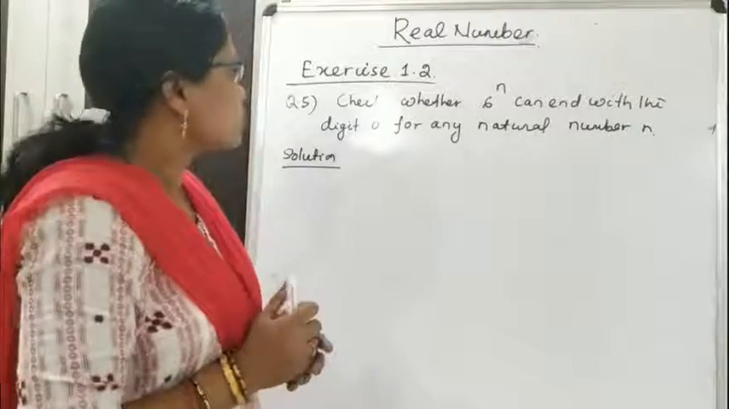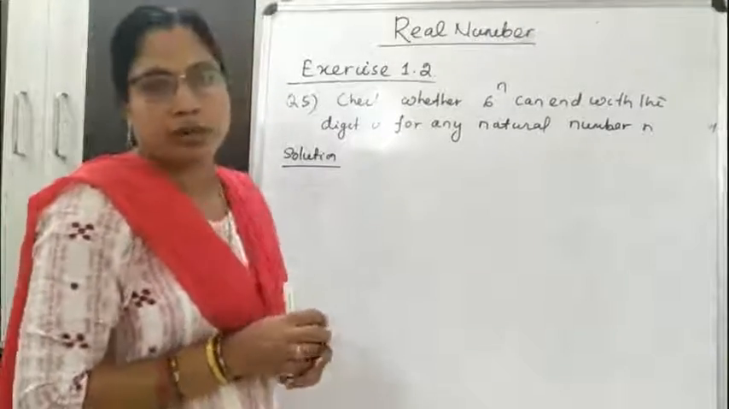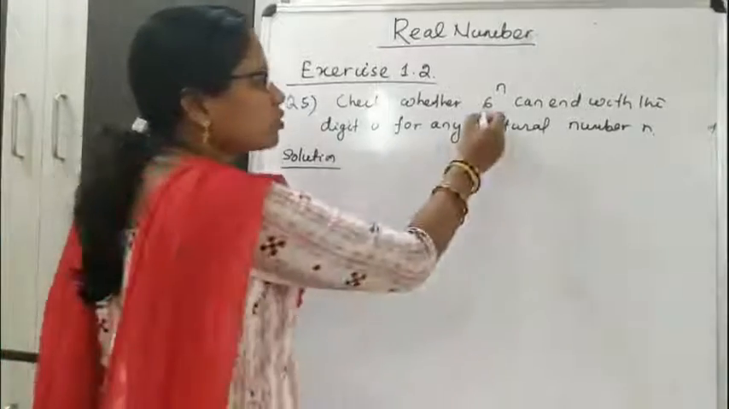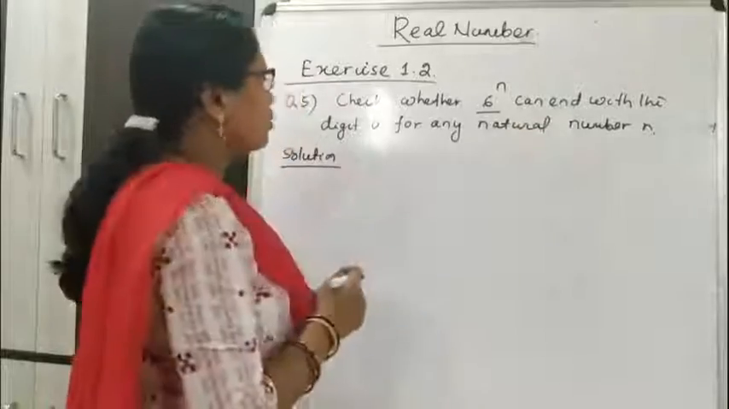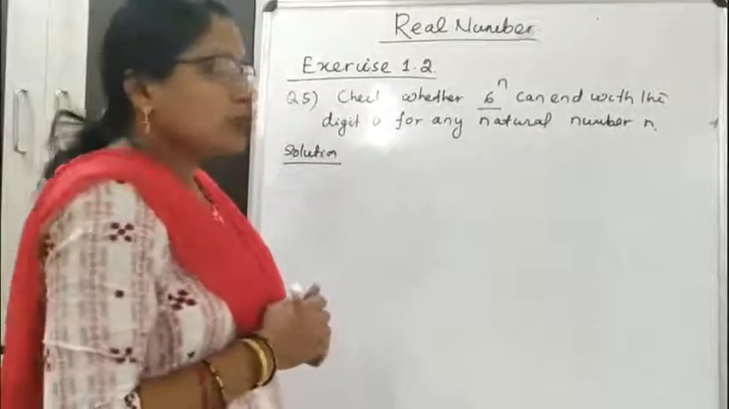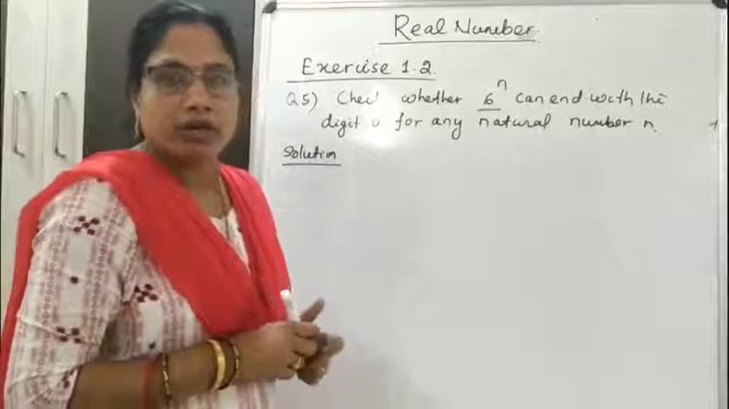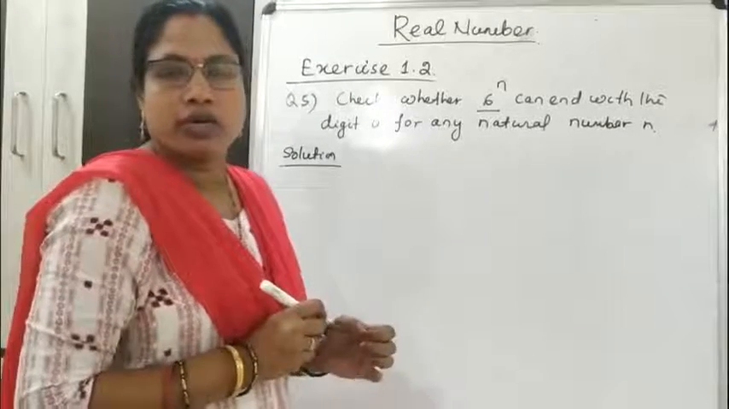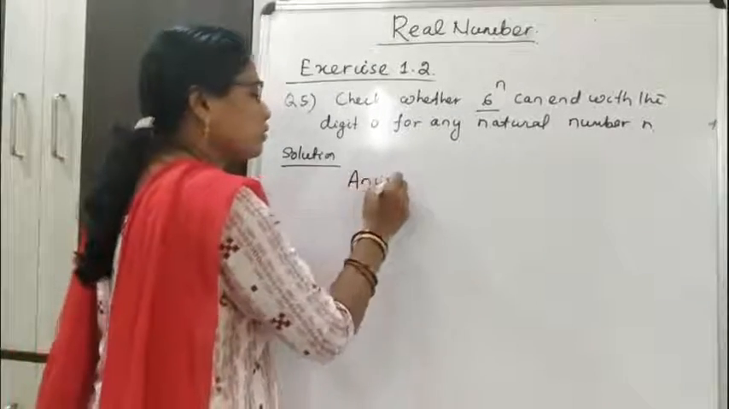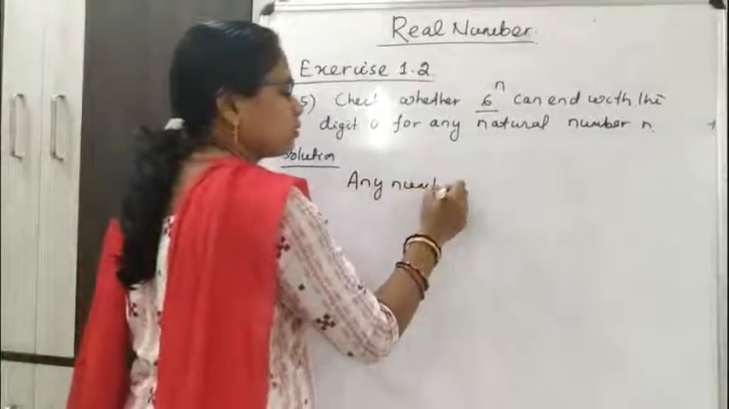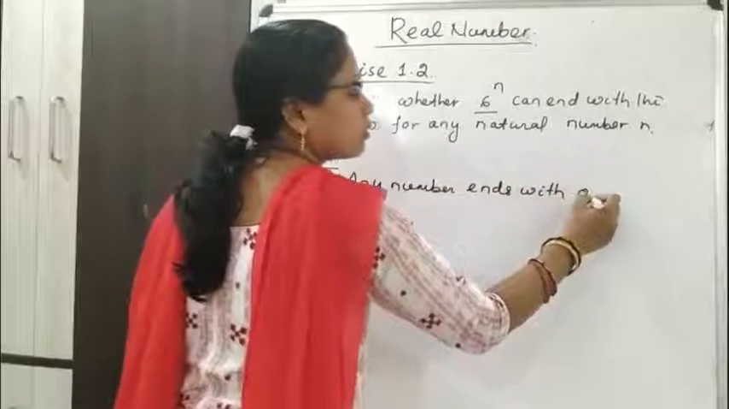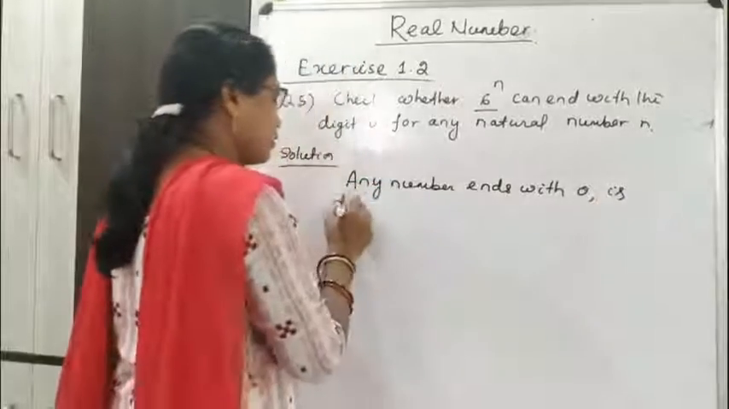Let us discuss question number 5 of exercise 1.2. The question is: check whether 6 to the power n can end with the digit 0 for any natural number n. We know that any number that ends with 0 is divisible by 10.